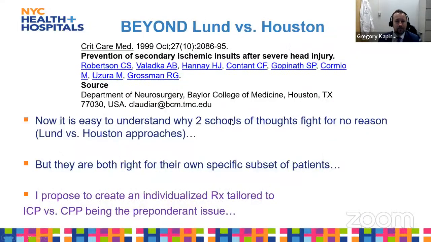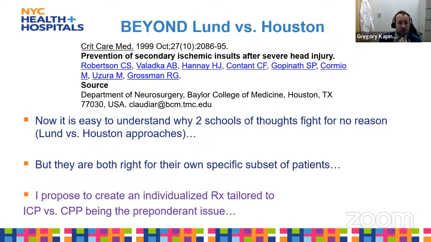So the two schools of thought, I know I'm a little bit too categorical or caricatural, but basically all those publications by the Lund School of Thought say that the ICP is so primordial. Who cares about the CPP? Always treat an ICP above 20. I will call that the Lund School of Thought. Versus what Claudia Robertson tried to push later on, in 1999, was actually that the CPP adequacy matters more than what the ICP is.